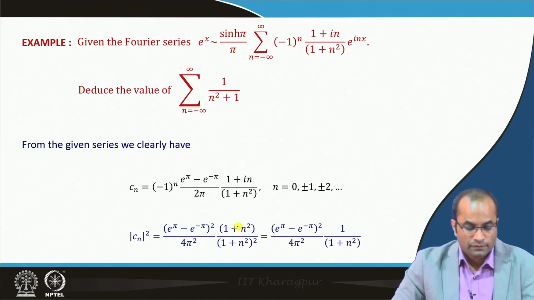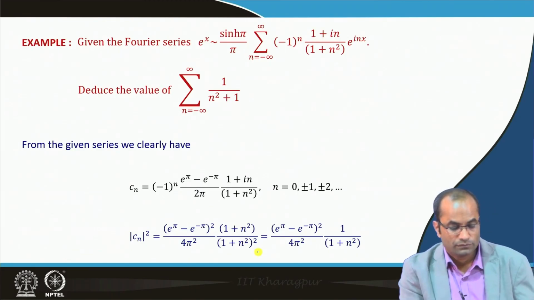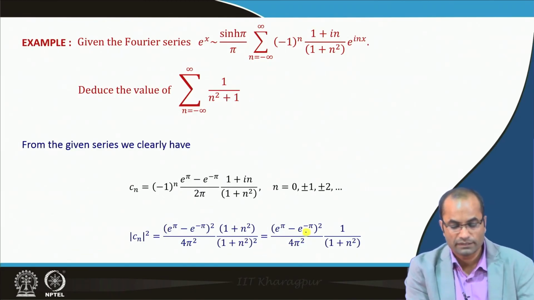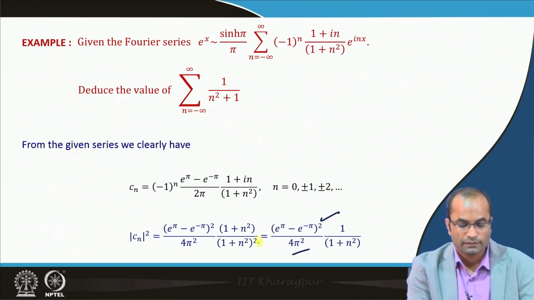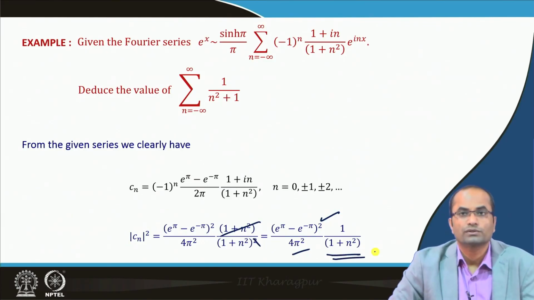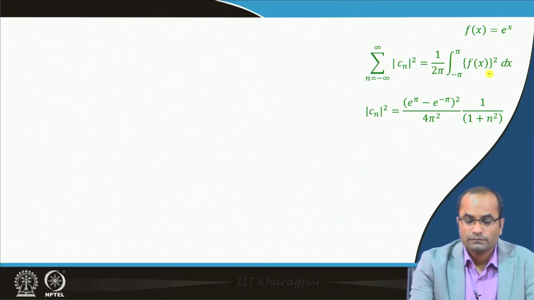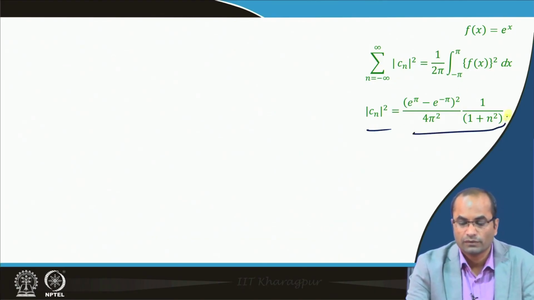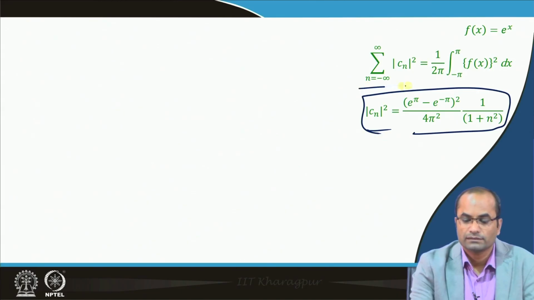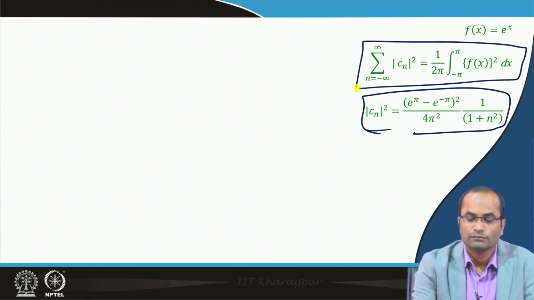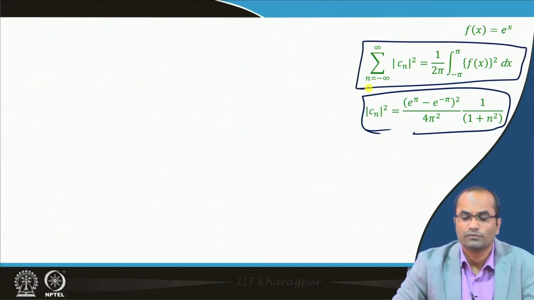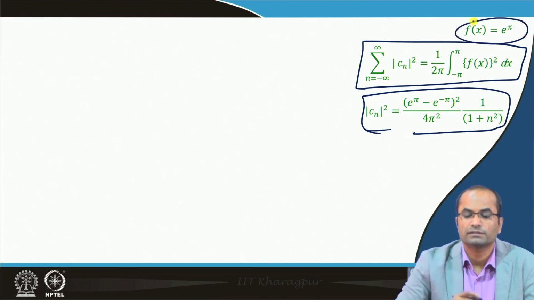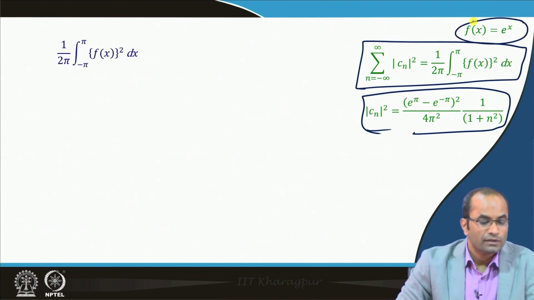And then, here we have (e^π − e^(−π))² over 4π², and then this will cancel out, so we have only 1 + n². So we have the modulus |C_n|² ready, which is given already here, and then this is Parseval's identity for the complex form of the Fourier series, and our function is e^x.